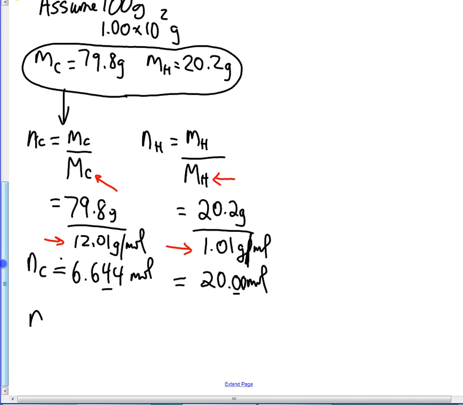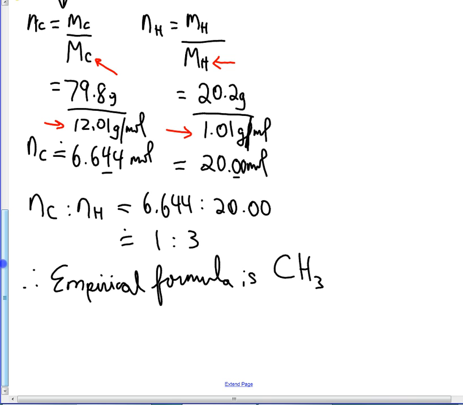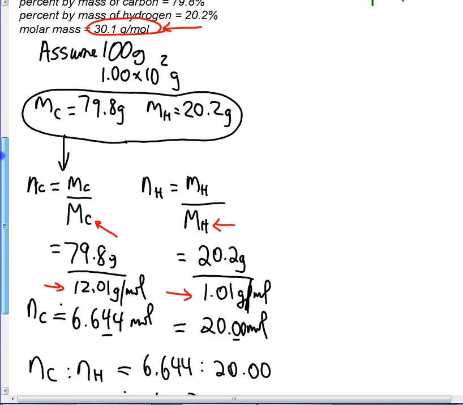So when we compare moles of carbon to moles of hydrogen, we're going to get 6.644 to 20.00, and that's approximately 1 to 3. That tells us that our empirical formula is going to be 1 part carbon to 3 parts hydrogen, looking at parts being an atom. So the empirical formula would be CH3. Now, that's not the actual formula for the compound ethane.